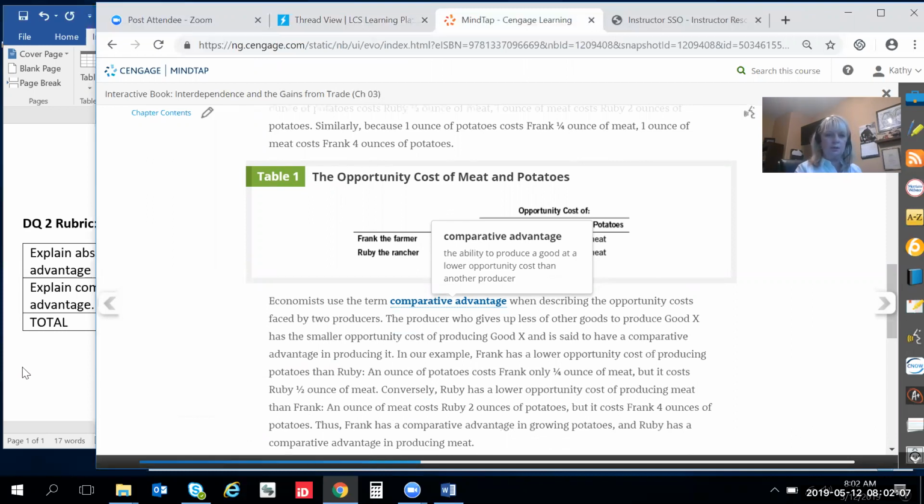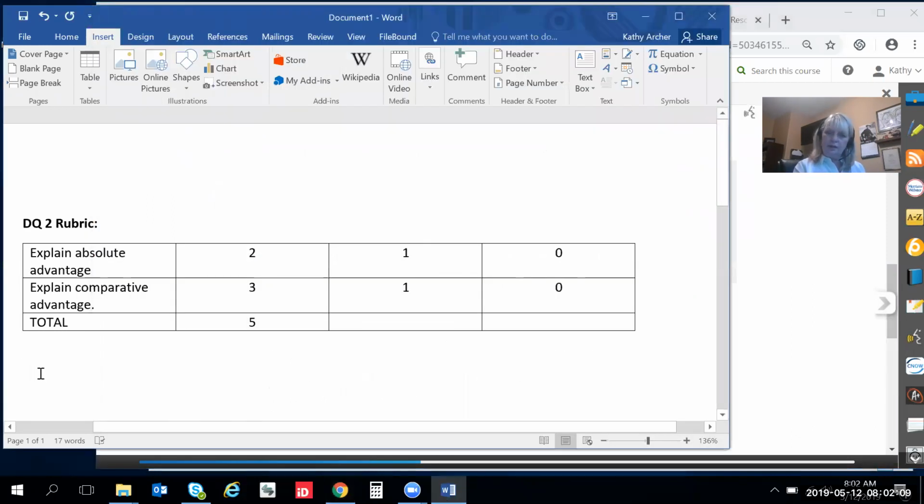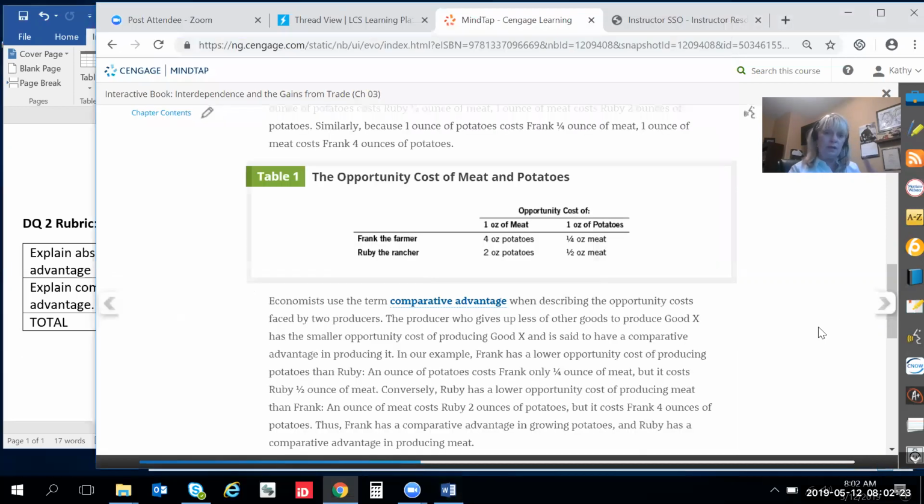Let's look at our DQ rubric. It's right here. The DQ2 rubric says 1, explain absolute advantage. We got that. 2, explain comparative advantage. We got that. So I would say that we're ready to answer this question. Now, when you answer this question, will that be the end of it? Oh, no. I will respond to you and I will ask you more in-depth questions about these concepts. And so be looking for my responses to your DQ answers.